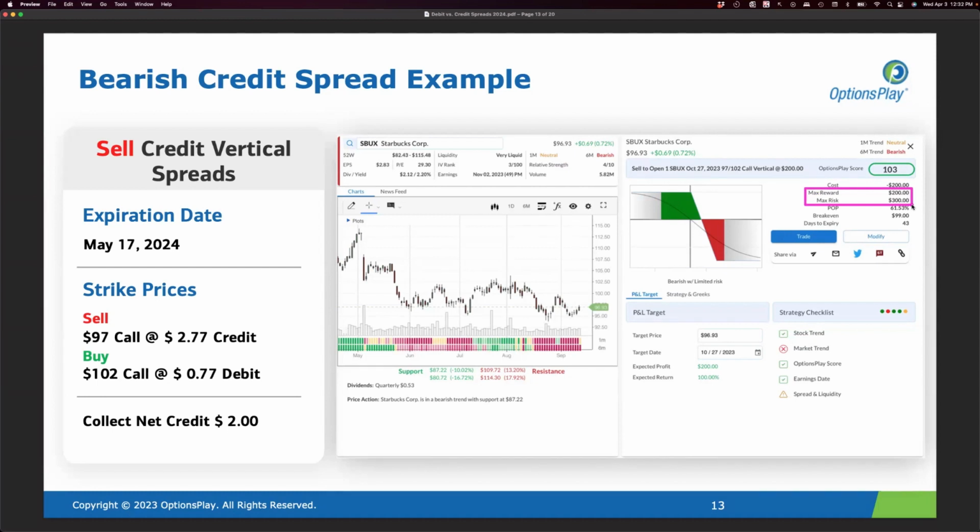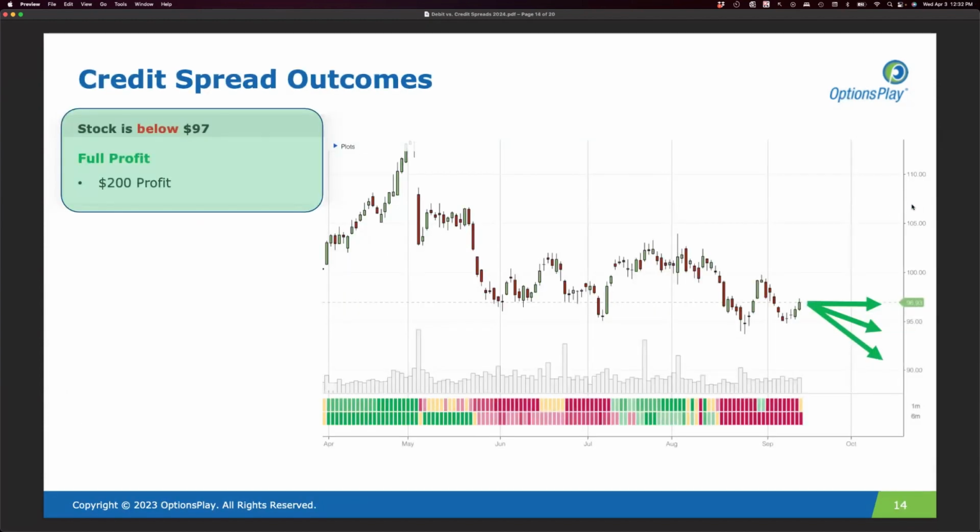Instead of making $277 in potential income, but risking unlimited amounts of capital, I'm basically saying I'll take $200 worth of potential reward, and then I'll cap my max risk at just $300. And we'll look at that example here again, just like we did before. Because if, let's say, Starbucks in this particular case continues this overall downtrend, as long as the stock stays below 97, which is the strike that I've sold, I'm going to keep my full $200 profit.